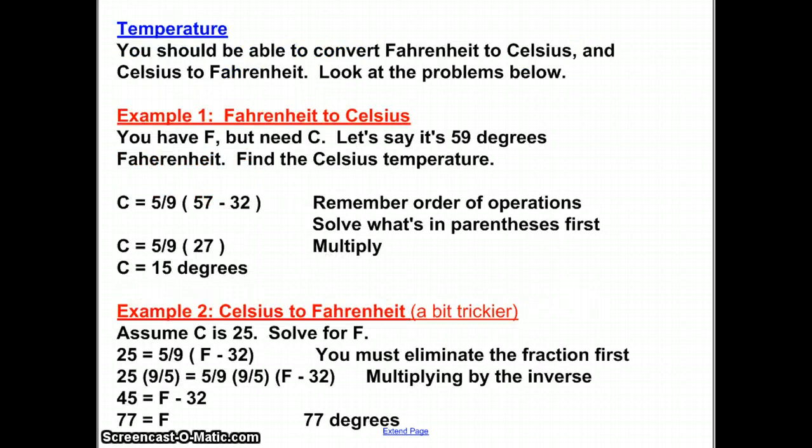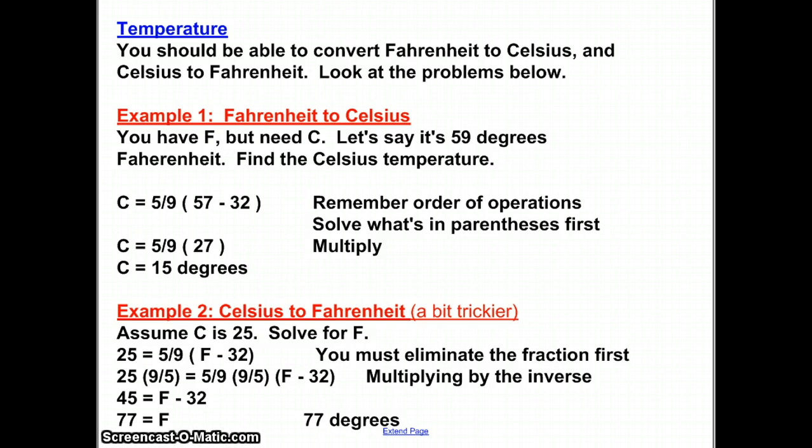So here's temperature. You should be able to convert Fahrenheit to Celsius and Celsius to Fahrenheit. So I'm going to do an example with both so you can see how it's done. In the first example, we're going to have the Fahrenheit temperature. We're going to convert it to Celsius. So let's say it's 59 degrees Fahrenheit. Oh, excuse my spelling there. Find the Celsius temperature. So in this case, we're going to substitute 59 for F.